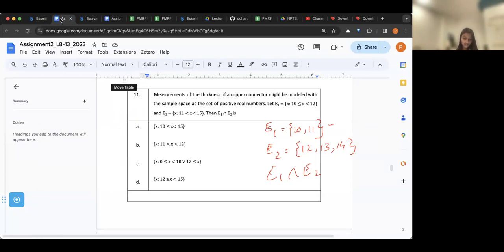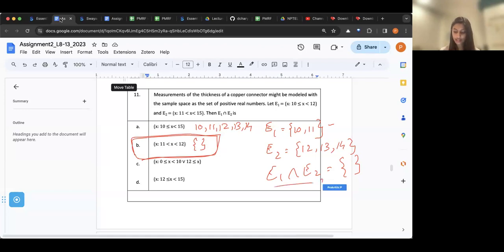E1 has just 10 and 11. E2 has 12, 13, 14. So E1 intersection E2 is an empty set. There's nothing. So let's see which of these options denotes an empty set. This is not empty; it has 10, 11, 12, 13, and 14. Whereas this option, x greater than 11 but x less than 12: there's no integer between 11 and 12. So this is an empty set. So yeah, this is the answer to this question, because E1 intersection E2 is an empty set.